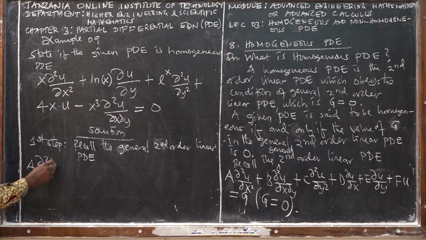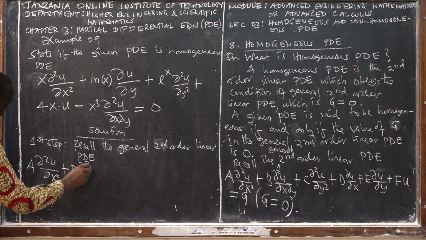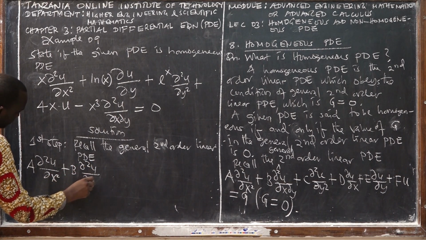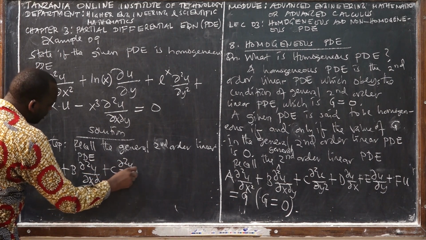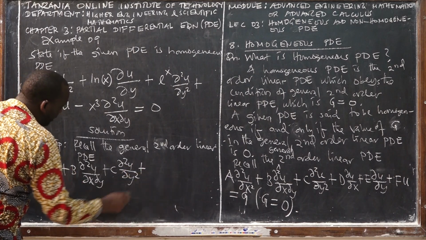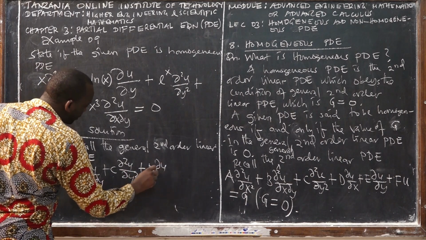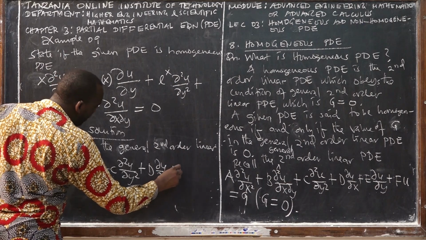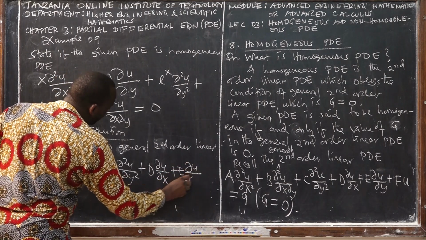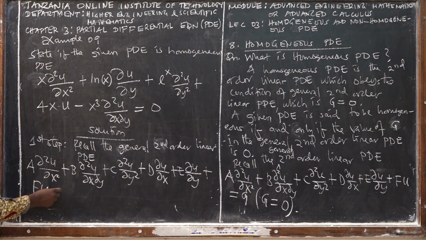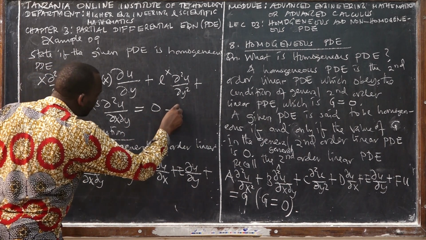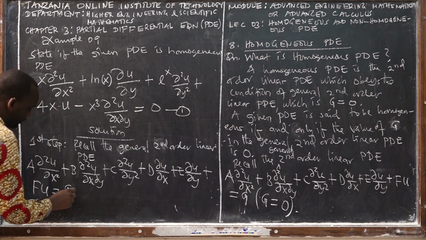A second derivative of u with respect to x squared, plus b second derivative of u with respect to x with respect to y, plus c second derivative of u with respect to y squared, plus d partial derivative of u with respect to x, plus e partial derivative of u with respect to y, plus fu is equal to g. Suppose this is equation 1 and suppose this is equation 2.